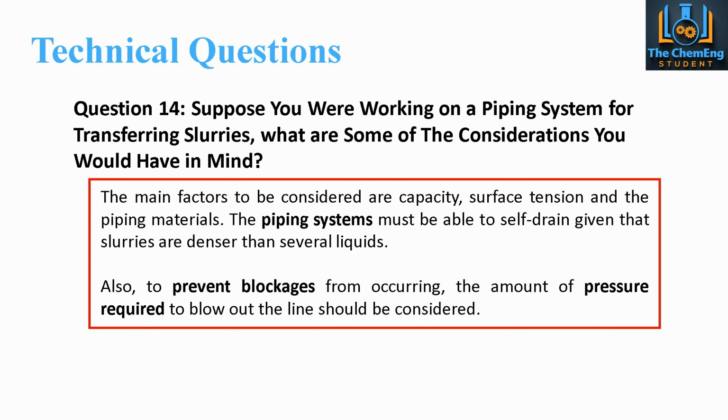If you take cornstarch and dissolve it in water, and you subject that liquid to stress, it will actually become solid. So in order to prevent blockages, we have to ensure that we have enough pressure in order to blow out the line. So we need to consider what the critical pressure is that would allow us to clear any possible blockages within the pipeline.